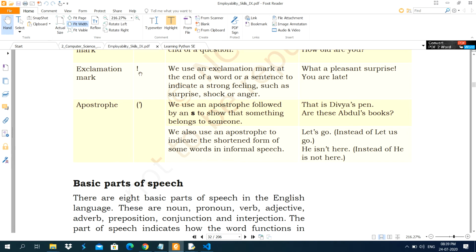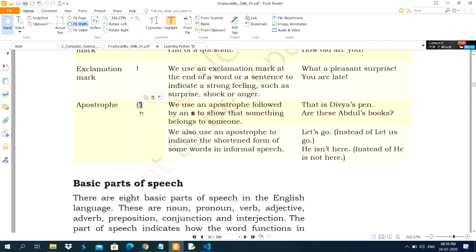Next is the exclamation mark. We use an exclamation mark at the end of a word or a sentence to indicate a strong feeling, such as surprise, shock or anger. You see here there is also a use of a comma in this sentence. Next, the example here, what a pleasant surprise, you are late!